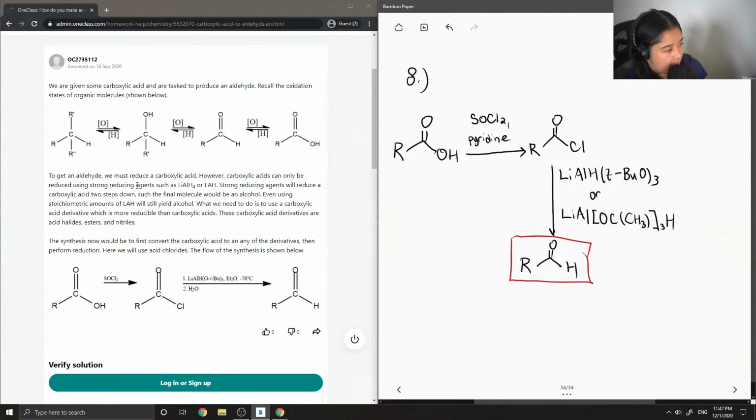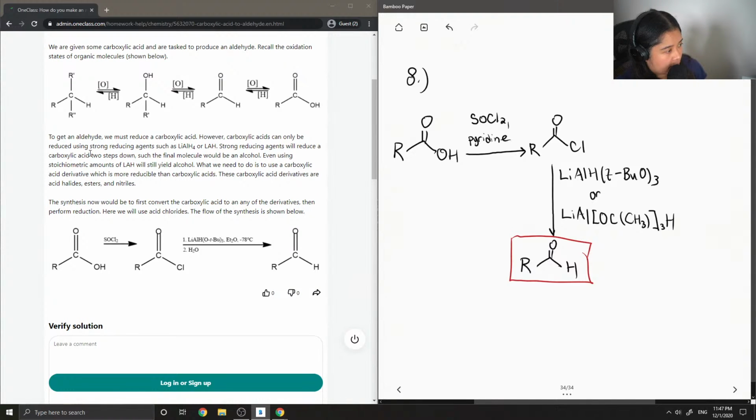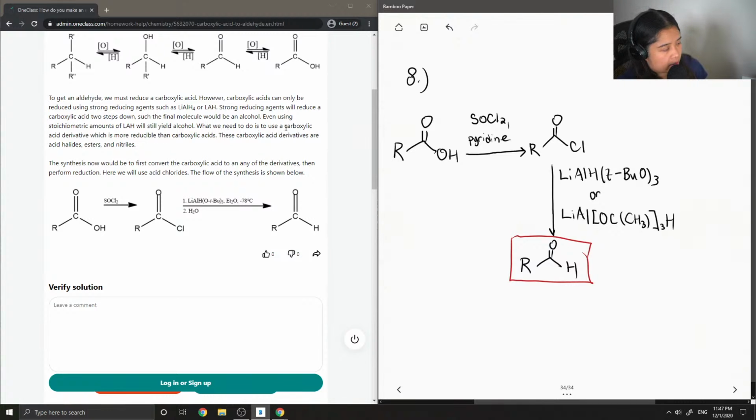To get an aldehyde, we must reduce a carboxylic acid. However, carboxylic acids can be reduced using strong reducing agents such as lithium aluminum hydride or LAH. Strong reducing agents will reduce a carboxylic acid 2 steps down, such that the final molecule would be an alcohol. Even using stoichiometric amounts will still yield an alcohol. What we need to do is to use a carboxylic acid derivative, which is more reducible than carboxylic acids. These carboxylic acid derivatives are acid halides, esters, and nitriles.